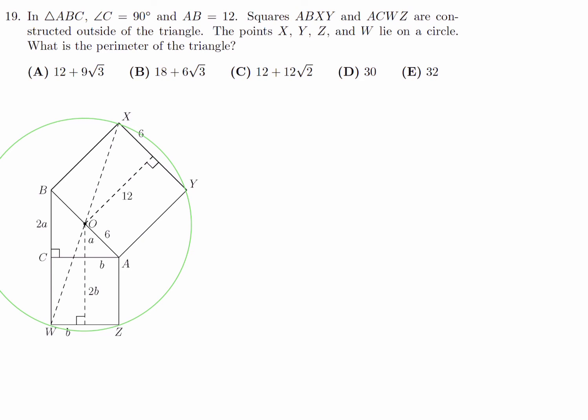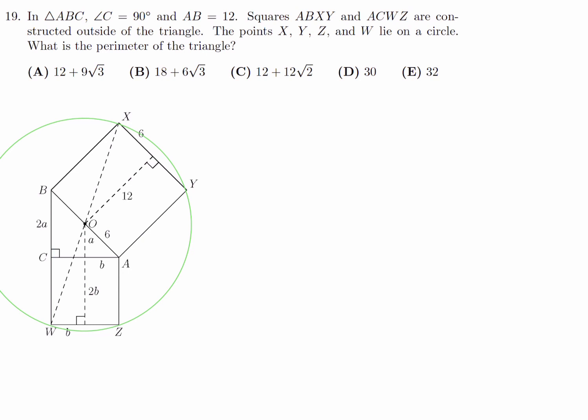Let's explain this. This is triangle ABC, obviously, and C is 90 degrees right there. And then AB is 12, from there to there is 12. Now, since it makes a square like that, all of those sides are going to be 12, and even if you draw a line that cuts through like that, it'll be 12 also. Those squares are ABXY and ACWZ, and the points X, Y, Z, and W are on that circle that I drew in green. So they want you to figure out the perimeter of that triangle.